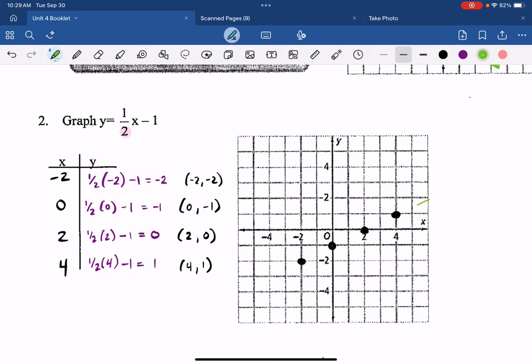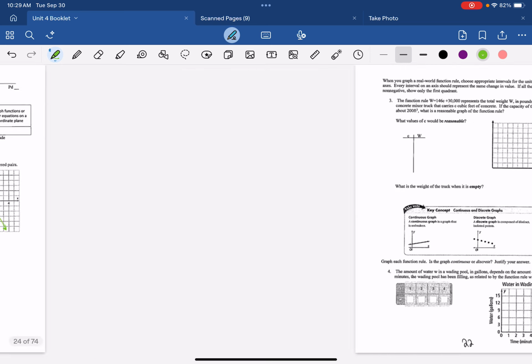I connect my points. Okay? And I'm left with a linear function. Okay? All right, let's look at the next page.